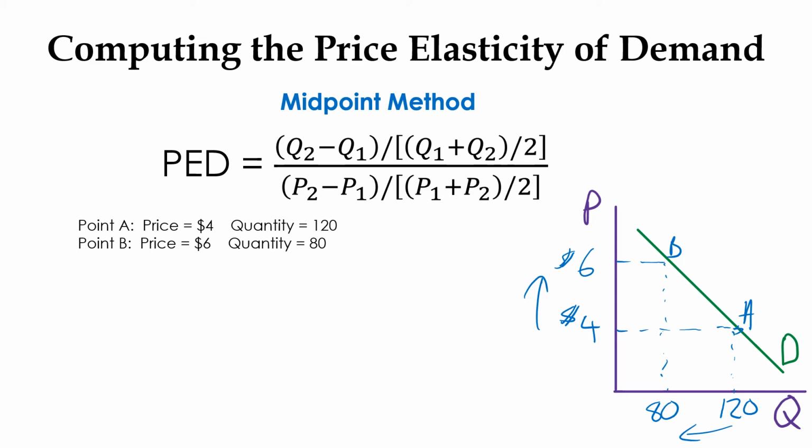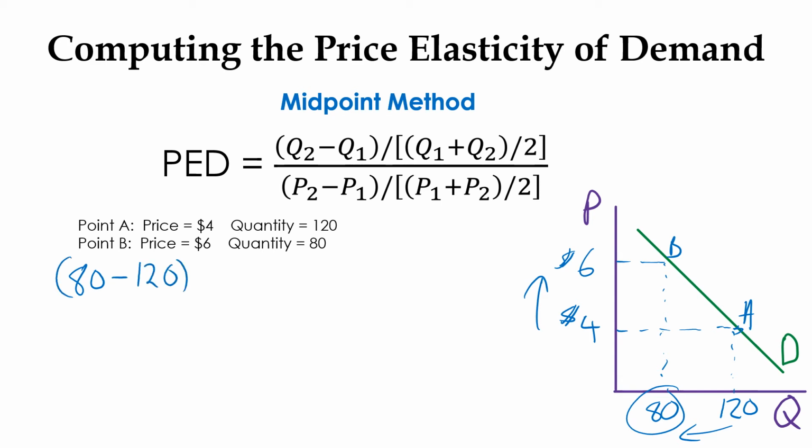So we'll just start here with Q2. By the way, this side of the equation is very, very easy, because it's just the average of these two numbers. Let me show you. Q2 is going to be 80, right? So we move the price from $4 to $6, and the second quantity here is going to be 80. That's the change in the quantity as a result of the price increase. So we have 80 minus 120.